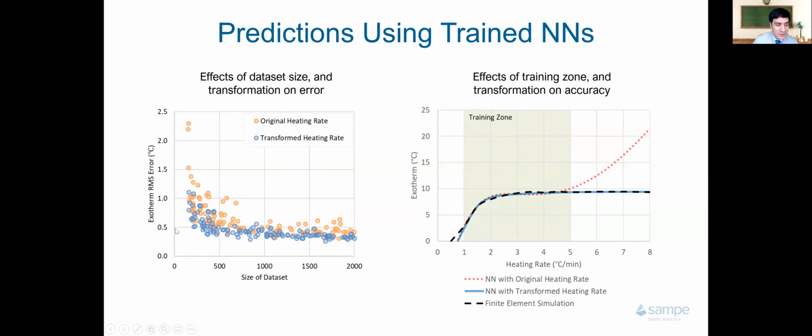Just want to point out that once you train this neural network, once they're accurate, the deviation from finite element, as you can see, is below 0.5 degrees C. They're basically identical to finite element at this point. And again, I'll show you in a second why we are mimicking finite element. If you have finite element, what's the point of creating something that mimics finite elements?